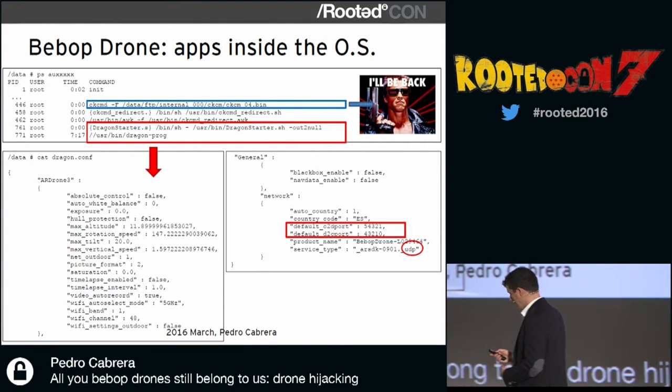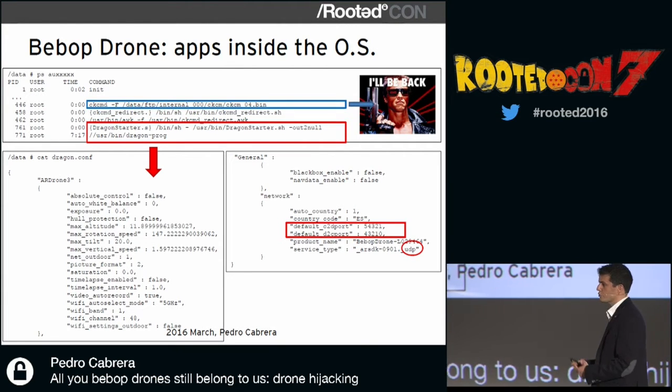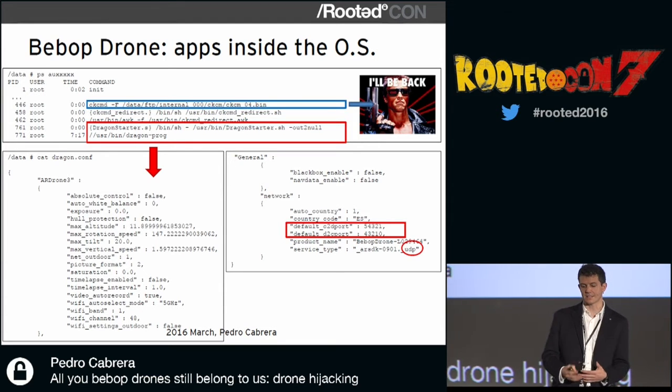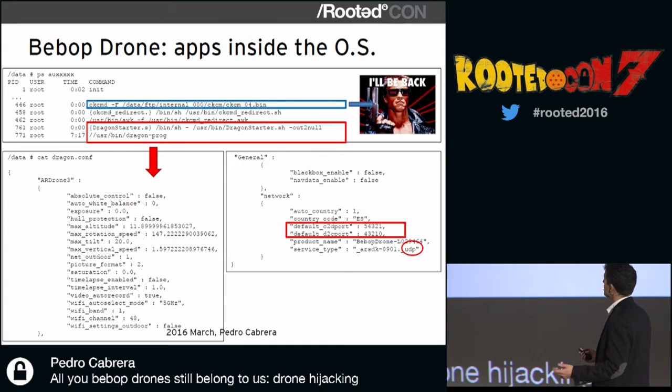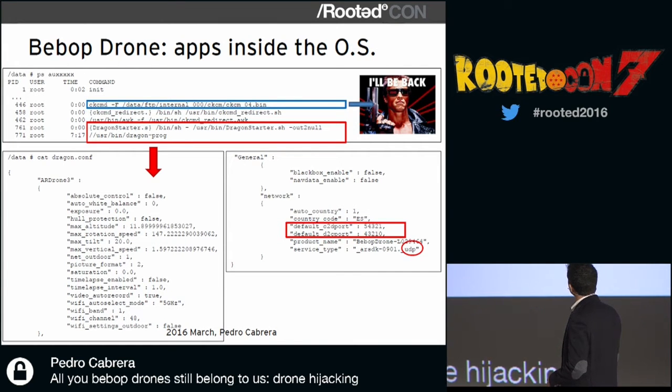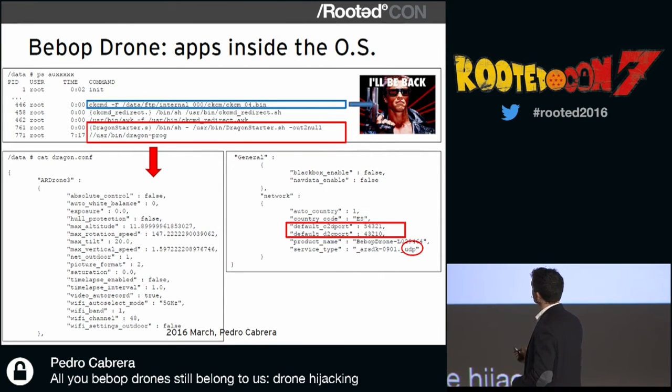So I saw what was inside the Bebop drone, the apps inside the operating system and so on. Now I need to analyze who is governing and ruling the drone, who is behind the scenes, who is controlling. The dragon starter has a lot to do here. They saw a dragon by tracing the ones consuming most TCP in the built-in strings with this configuration file.